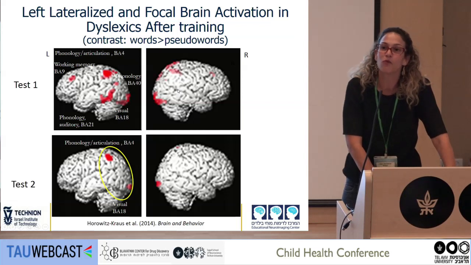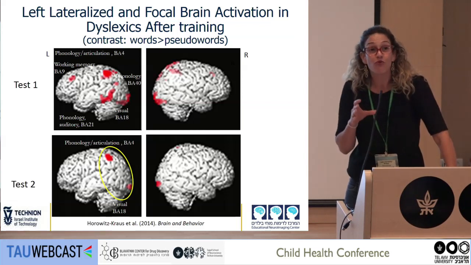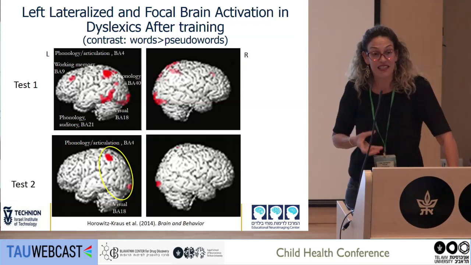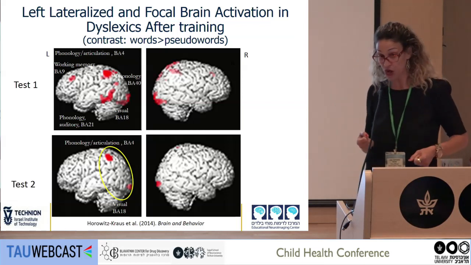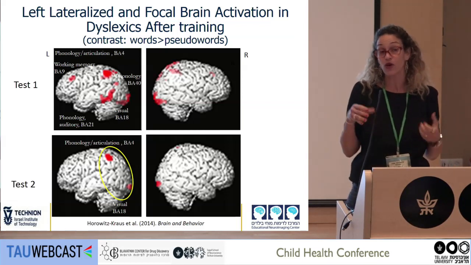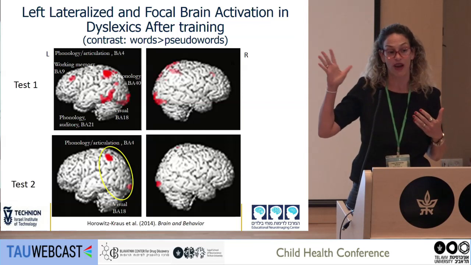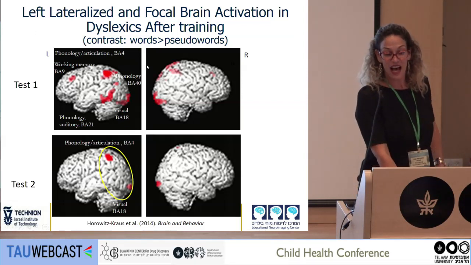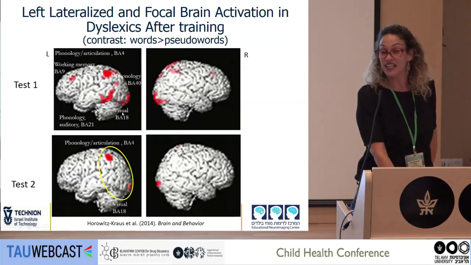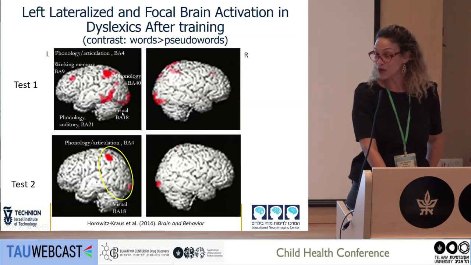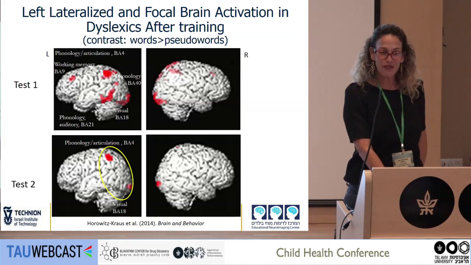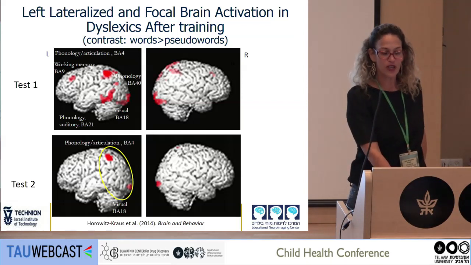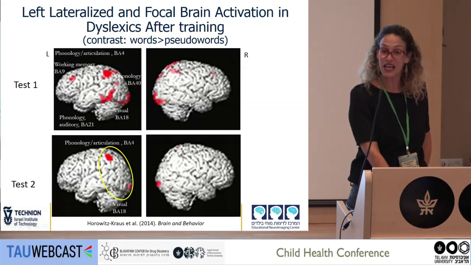And I didn't tell you, but during reading, the left side is taking much of the workload when you read, and also when you comprehend language for most right lateralized people. And so we did not find this dual lateralization in typical readers, only in children with dyslexia. And so after 4 weeks of intervention, we saw a shift of activation to the left side of the brain.